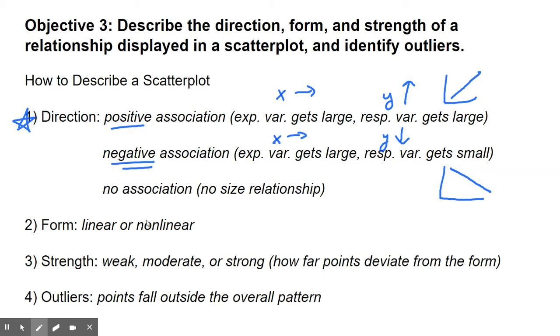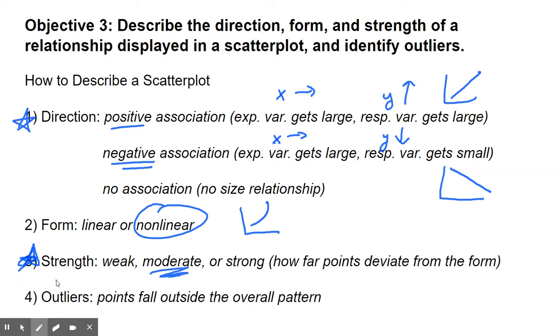Your form can be linear or nonlinear. For the nonlinear, you're going to look for curves like this. Then for strength, weak, moderate, or strong, it's how far the points deviate from the form. This is kind of like your best estimate. I would say that moderate is the one that you use most often. If the points are all scattered, it's weak. If you can draw a straight line through all of the points, it's strong. But it's going to be moderate most of the time.